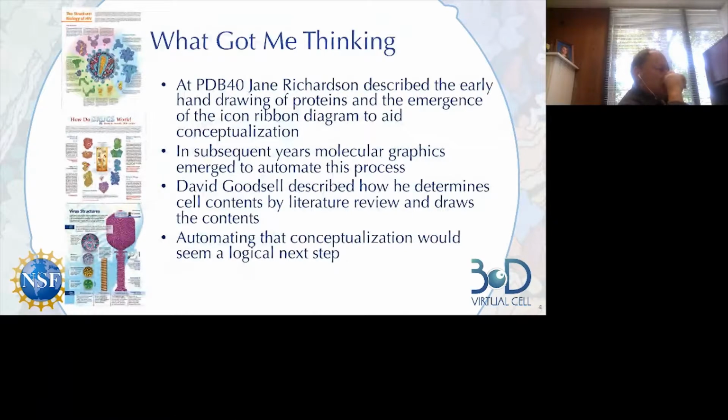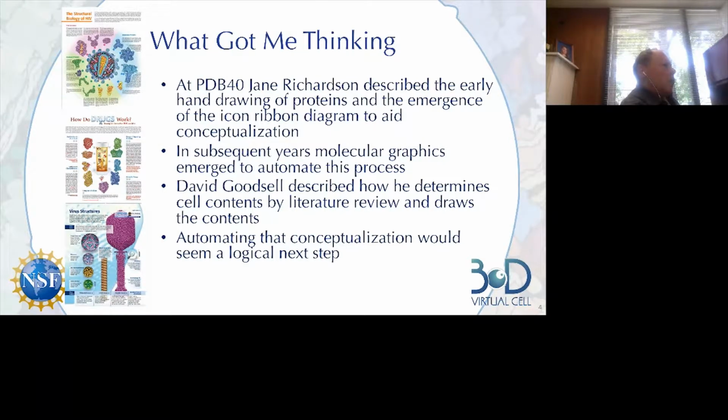So what got me thinking about the 3D virtual cell specifically? Well, the PDB, as Herbert introduced, is a large and well-established structural biology resource that really is a community resource, and I'm going to keep harping back to that. But it's been around for a long time. In fact, we had the 40th year anniversary just a couple of years ago, and of course, most of that predates the web, and it predates, I wouldn't say all digital computing, but a good part of it.